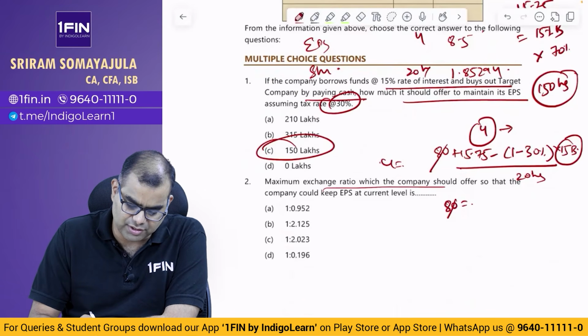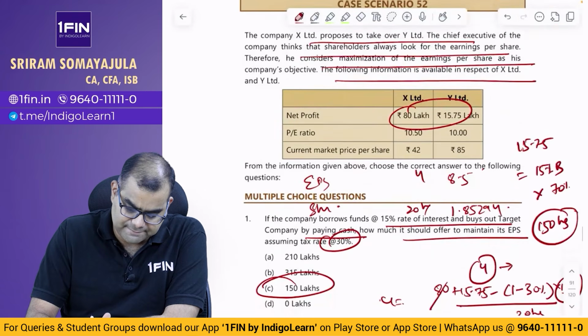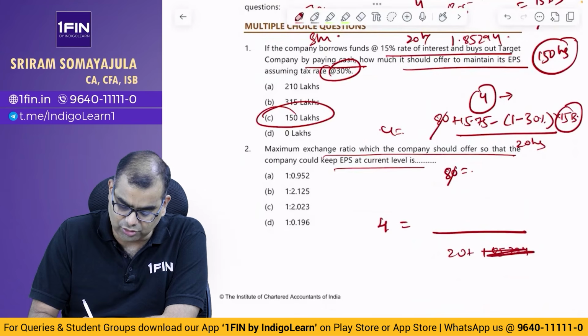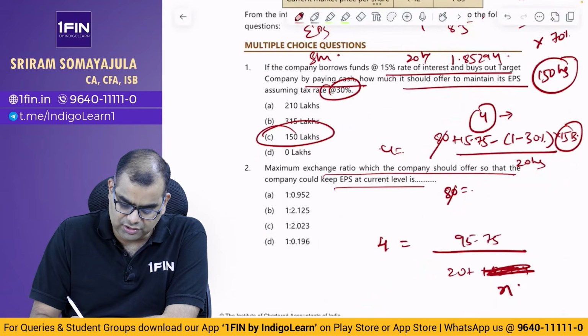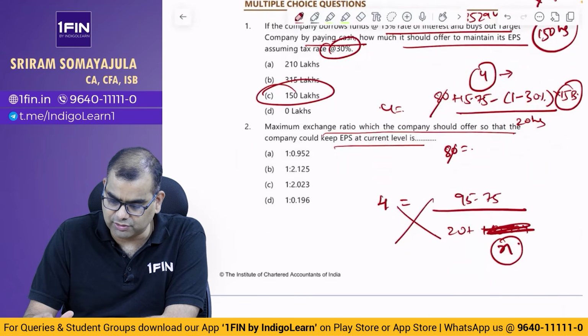The maximum exchange ratio which the company should offer so that it could keep EPS: EPS is at 4. So revised share count is 20 plus 1,85,294. No, I don't know the new shares. But profit is how much? Profit is 95.75. So the new shares we don't know, but EPS is the same. So 95.75 divided by 4 is equal to 23.9375. So you cross multiply, minus 20 is equal to 3.9375.